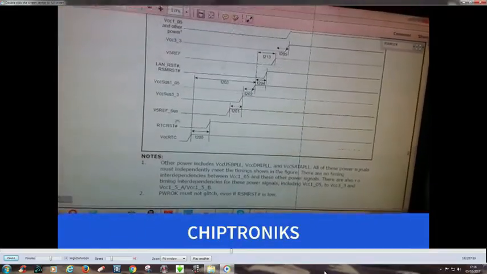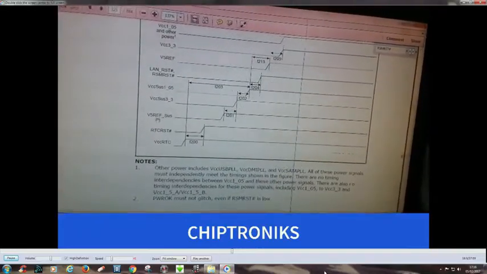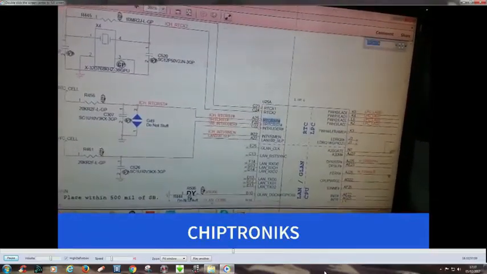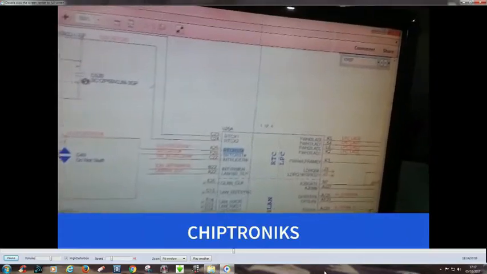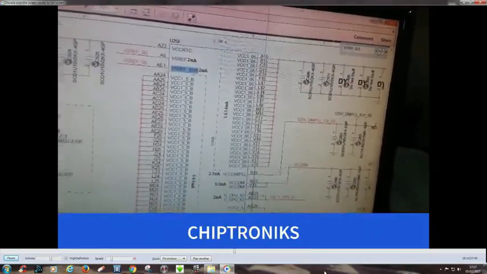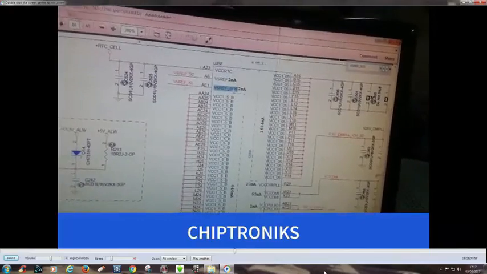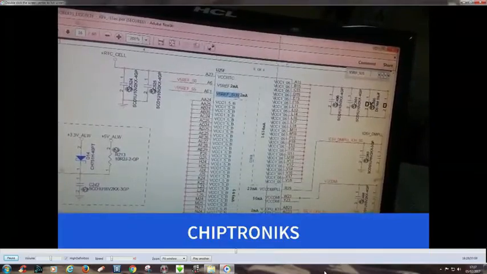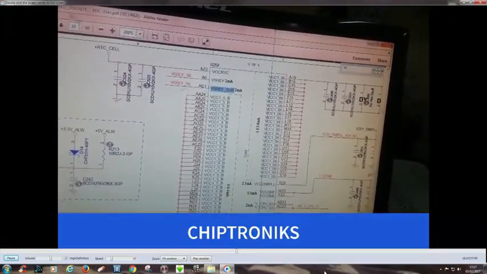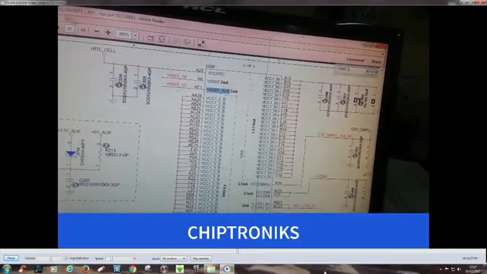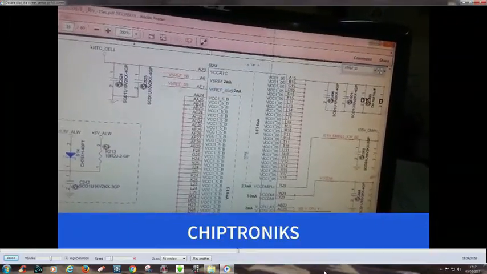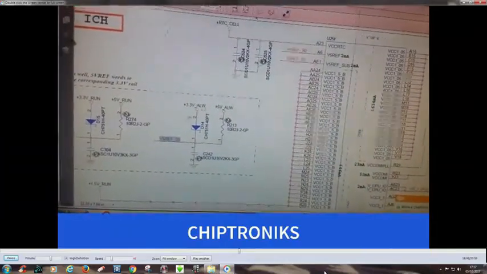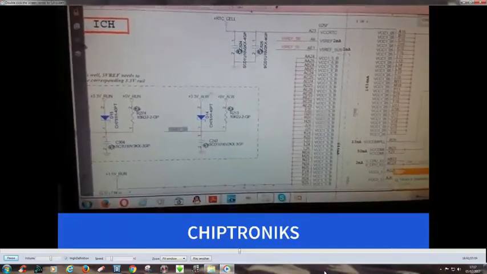So we'll go to the third step, and the third step is V5 REF underscore sus. So we'll search for this signal V5 REF underscore sus. And you can see this V5 REF sus is getting power from V5 REF underscore S5. So let's check V5 REF underscore S5, and you can see this V5 REF underscore sus is fed by 3.3 volt ALW.